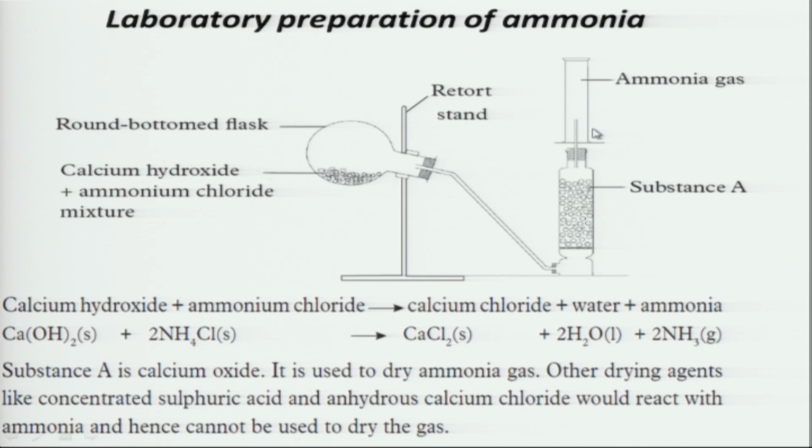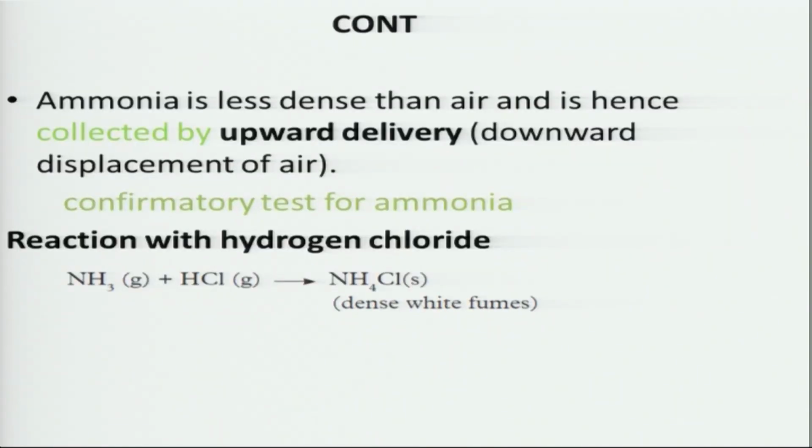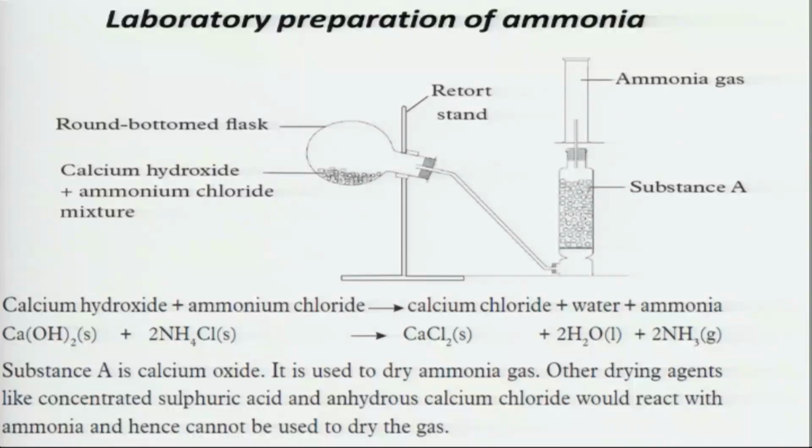This is very simple. Just look at where the delivery tube is pointing. It is collected by upward delivery. See, upward delivery. Whenever this is pointing up like this, you get to know it is upward delivery. When it is pointing downwards, you need to know it is downward delivery.